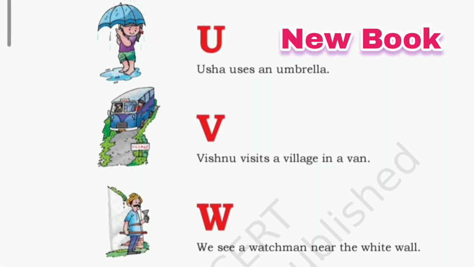U. Usha uses an umbrella. Here Usha, uses, an, umbrella: these three words start with the alphabet U. V. Vishnu visits a village in a van. In this sentence, Vishnu, visits, village and van start with alphabet V. W. We see a watchman near the white wall. In this sentence, we, watchman, white and wall: these four words start with the letter W.